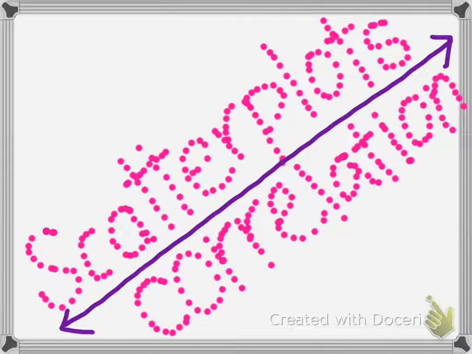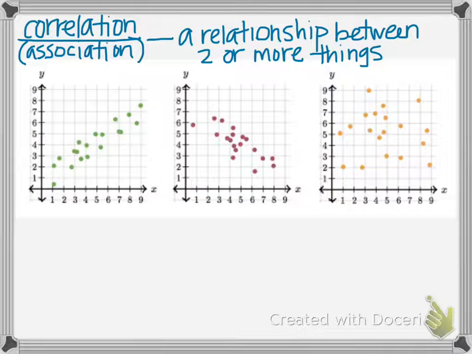Today we will talk about scatterplots and the correlations that they show between the two variables that are being displayed. Two or more things can have a relationship which is called a correlation, sometimes referred to as association. These correlations can visually be represented in scatterplots. There are 3 scatterplots shown below, and they represent the 3 types of correlations.